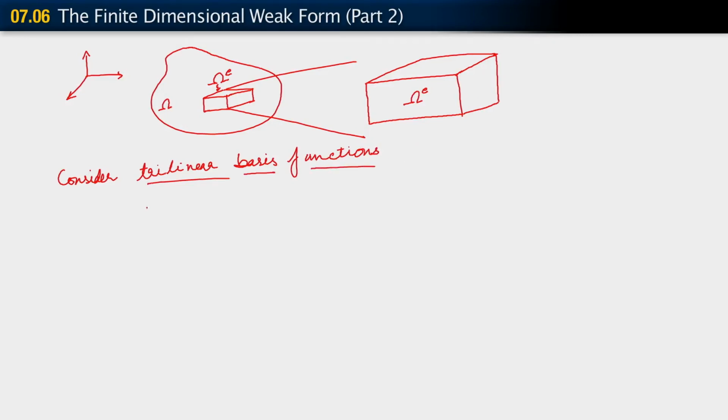Now, if we are talking of considering trilinear basis functions, what this implies is that we need to do this by introducing nodes over these hexahedral elements, where we have one node at each vertex point of the hexahedral element and no more, right? No other nodes. So our nodes are at the vertex points of the hexahedron.